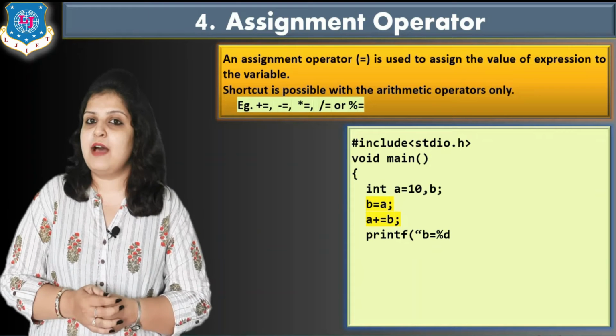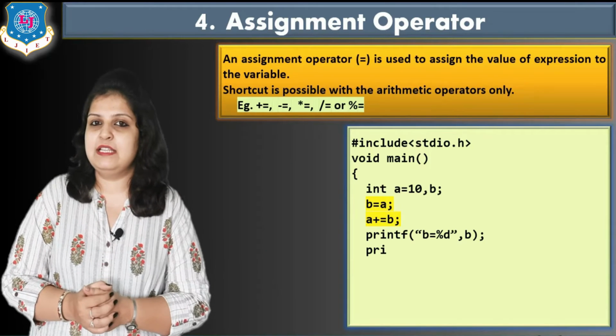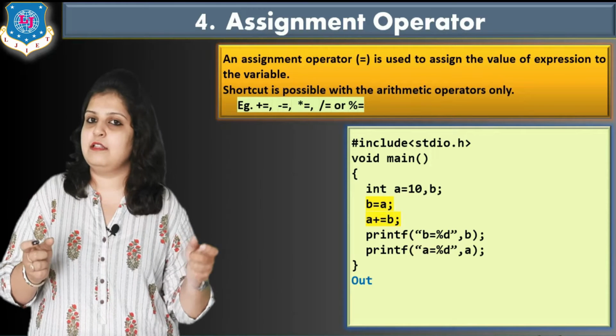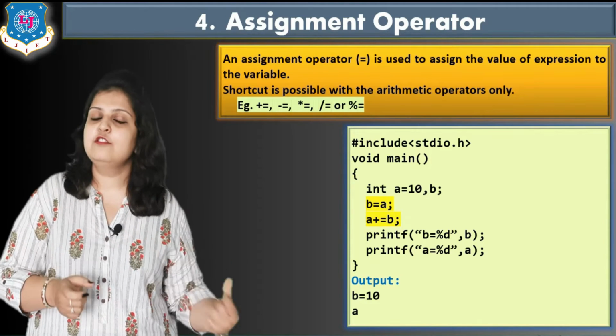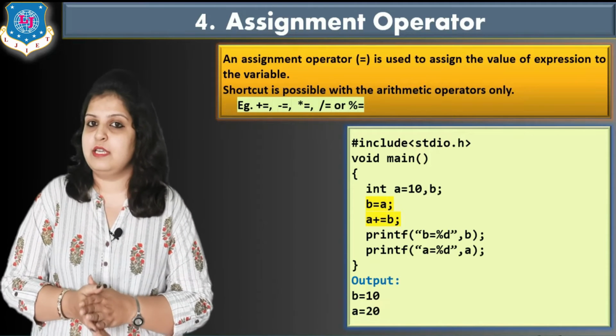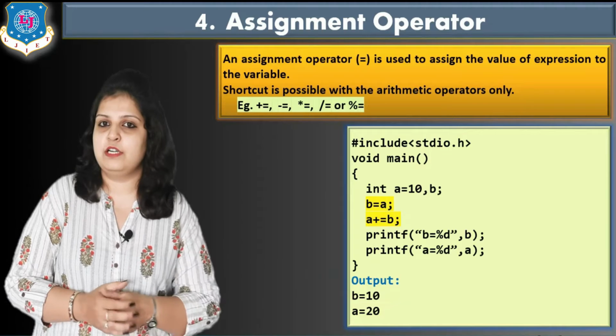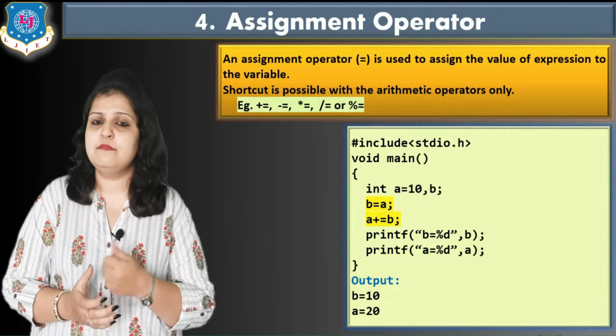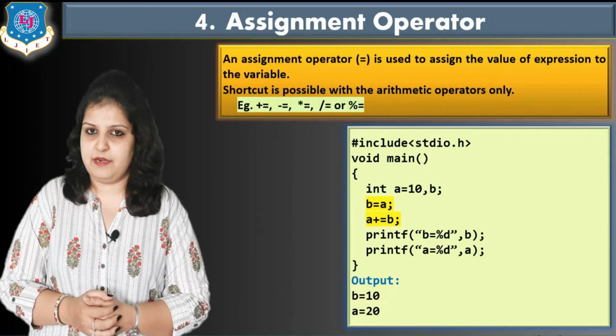So what will be the value of a after executing this expression? The value of a is 10 and b is also 10. So 10 plus 10 will be 20. So our updated a value becomes 20. And the output is like the value of b is equal to 10 and the value of a is equal to 20. So in this way we can use assignment operators.